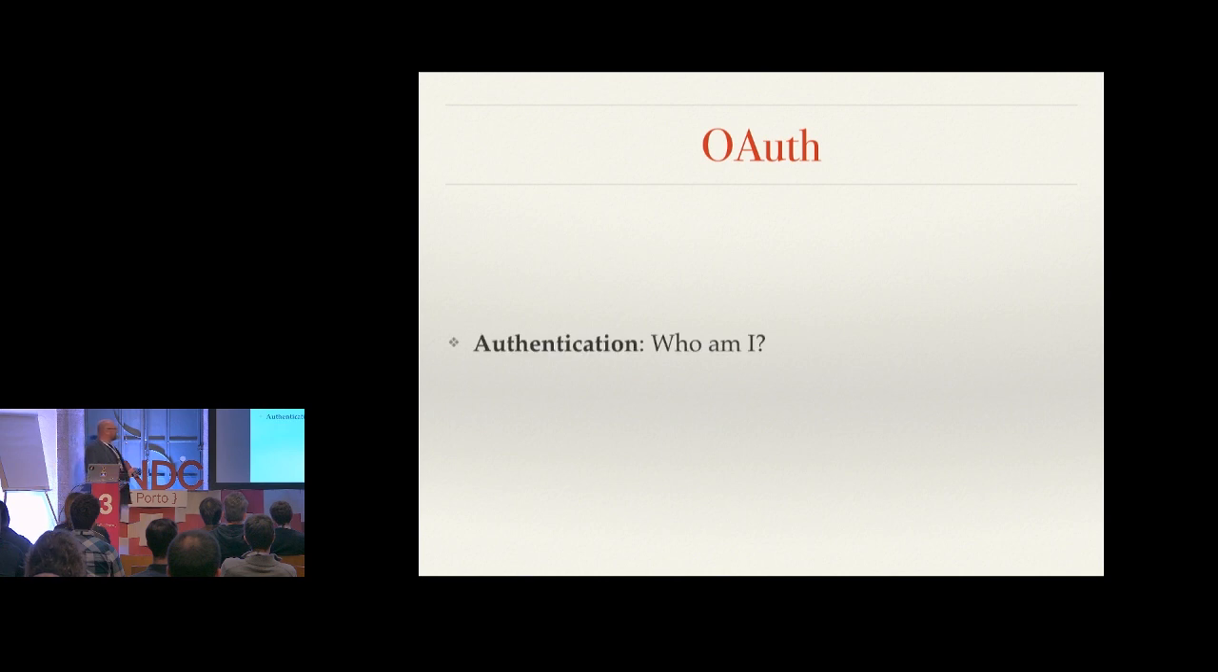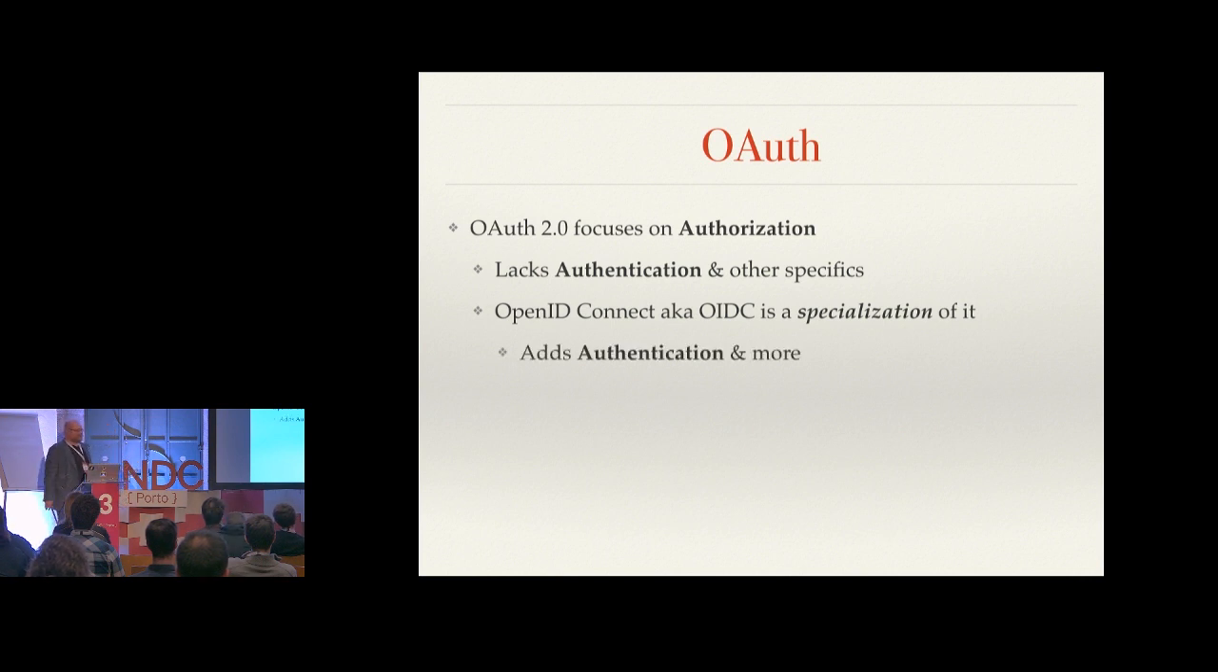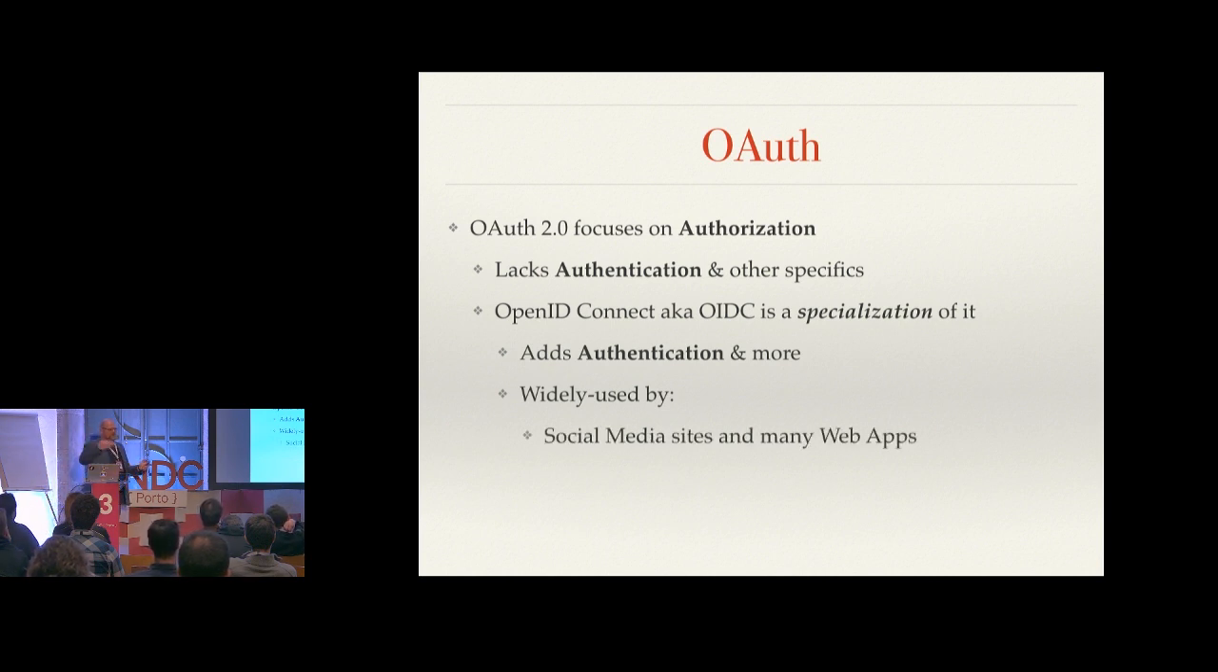That could be its own talk, but I'm going to fly through it. So authentication. When you look at OAuth, there are two aspects of it. There's authentication and authorization. OAuth 2 focused on authorization, and it lacked authentication and some other specifics. So OpenID Connect came about, and it acted as a specialization of it to add the missing pieces, like authentication and more things. So anytime you're using some kind of API, social media sites, you know, log in with Google, they're using OIDC.